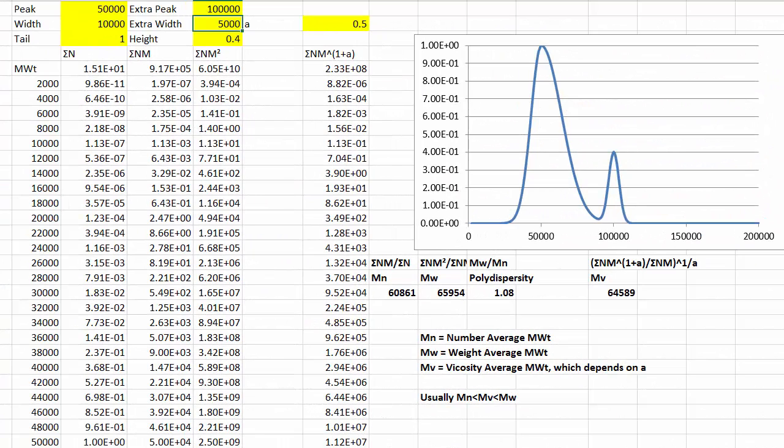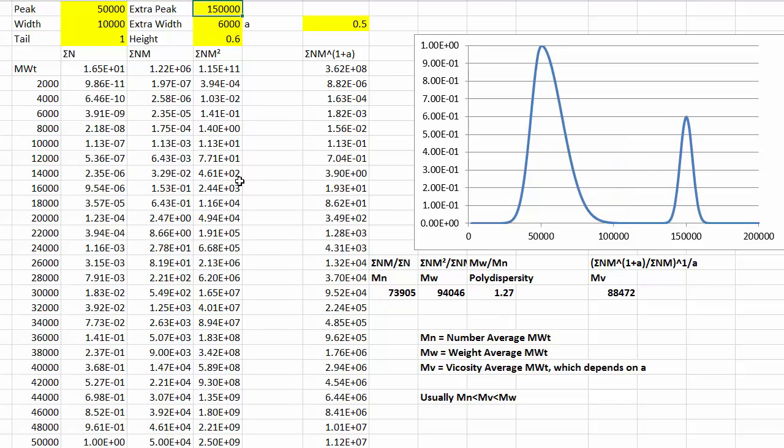A typical polymer is not a single molecular weight, it has a distribution, something like the one shown here, where it goes up with a high-low molecular weight peak and then has a high molecular weight peak here. And we can set up this distribution. I can change the height of that peak. I can make it wider. And I can also change its position.